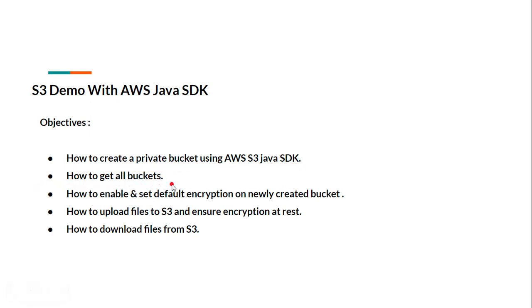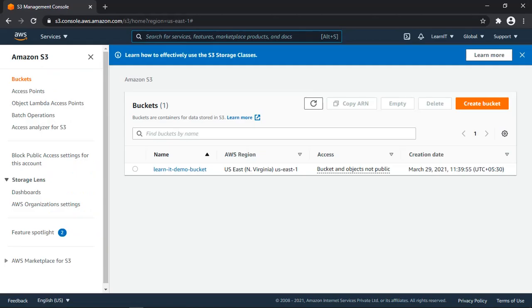how to get all buckets which are owned by the configured AWS user, how to enable and set default encryption on a newly created S3 bucket, how to upload files to S3 and ensure encryption at rest, and how to download files from S3. Let's learn it.